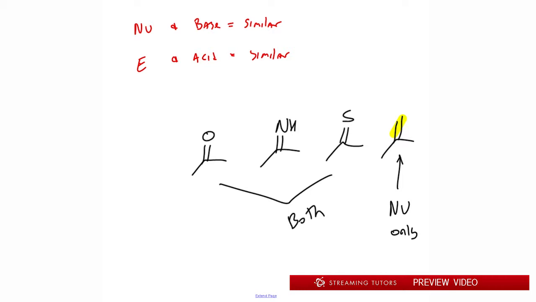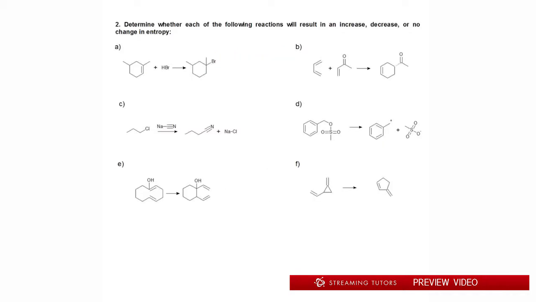Okay, and as far as which one's a better nucleophile, double bond O, N, or S, that's what we're going to learn about in SN2. We're going to figure out which one of these is actually better when we do SN2. All right, the next one is about entropy.